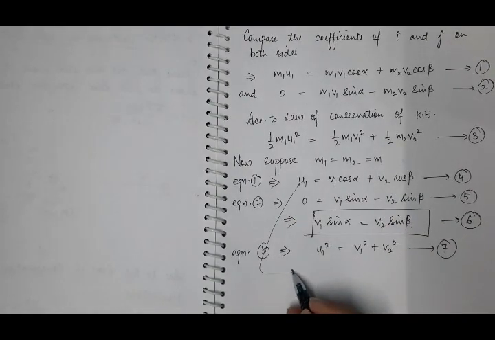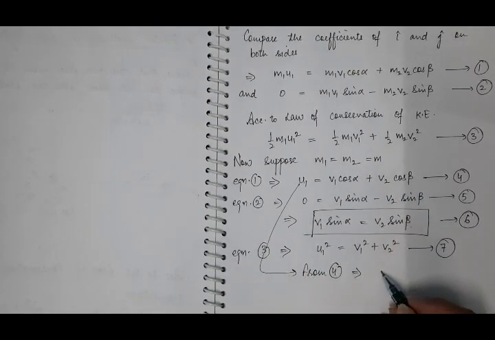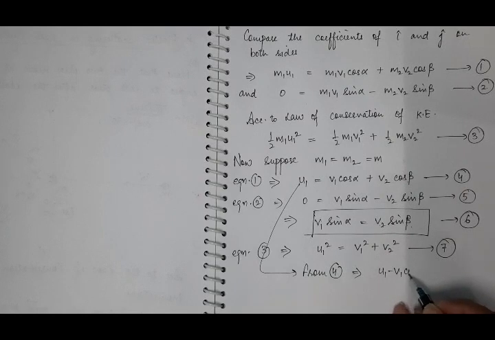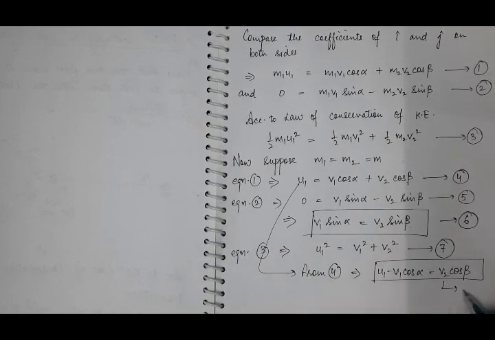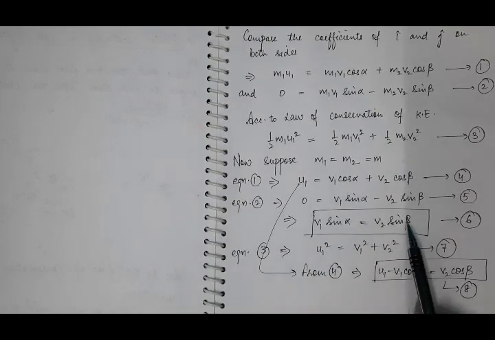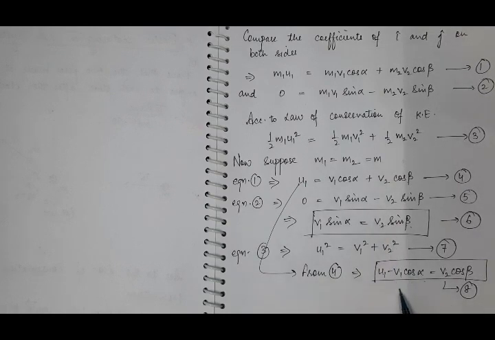From this equation 4th, find the value of v2 cos beta. It will be u1 minus v1 cos alpha, and it is equal to v2 cos beta. This is our equation 8th. Now see this equation 6th and 8th. If you square and add these two equations, on the right hand side you will get v2 square common. Sin square beta plus cos square beta will be 1. So you will get the value of v2.